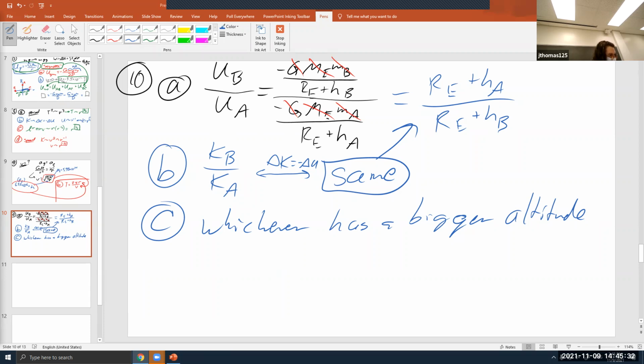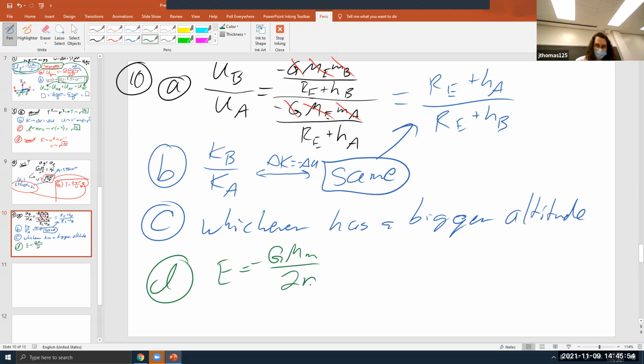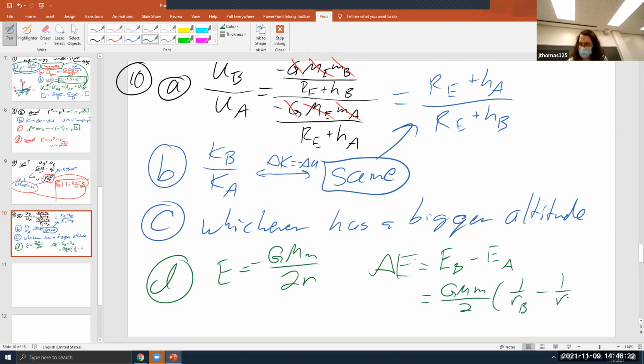And then the last one, they ask us to find the difference between the two energies. So I'll just give you the equation for this, and then we'll go ahead and close it up. The total mechanical energy, adding together kinetic energy and the potential energy, is negative G big M little m over 2R. So in this problem, you just need to find the delta E, which will be the energy from B minus the energy from A, which once I factor out all of my common stuff, will be G big M little m over 2 times 1 on the radius of B minus 1 on the radius of A.